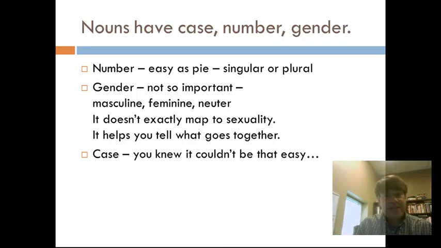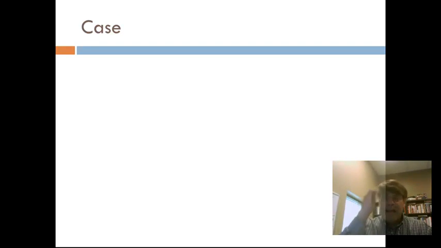Case. Now, case is important. Case is very important. And you knew that it couldn't be that easy. I mean, number is simple, singular, plural. Gender, okay, fine. It's irrelevant, masculine, feminine, neuter. That's okay. Case is where Latin says, there's going to be some English people learning Latin, a couple thousand years from now. We need to give them something hard. Let's create case. And so they did. Case actually isn't that hard. It's just different. It's just foreign. It's something we don't really do very much in English.